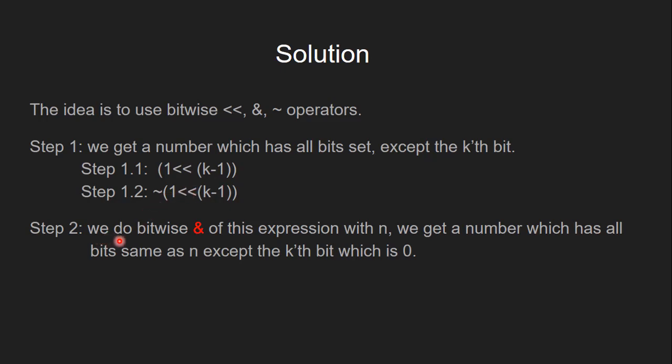Now in step 2, we do bitwise AND of this expression with n. We get a number which has all bits same as n except the kth bit which is 0. Let's understand this using an example.